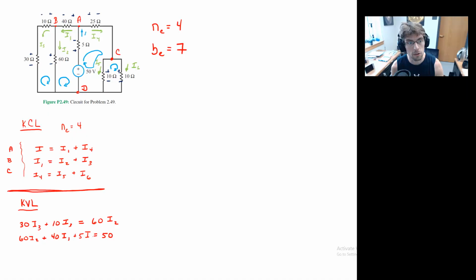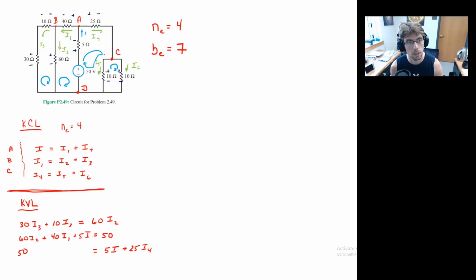Okay, the third mesh, I will start and I have a jump of 50. Keep going, I have a drop of 5. Well, I've been using the right-hand side for the drops, so I'll put 5I in there. I have another drop of 25, so I'll put plus 25 I4.